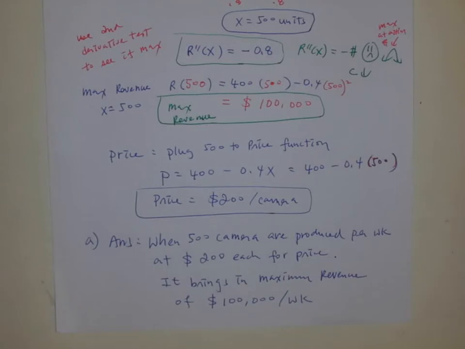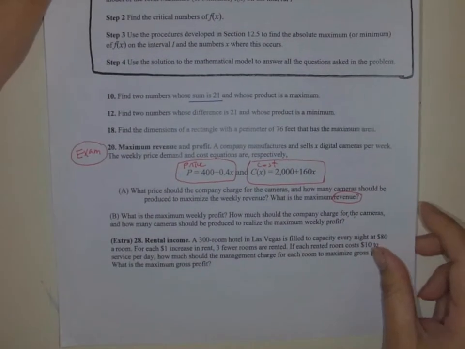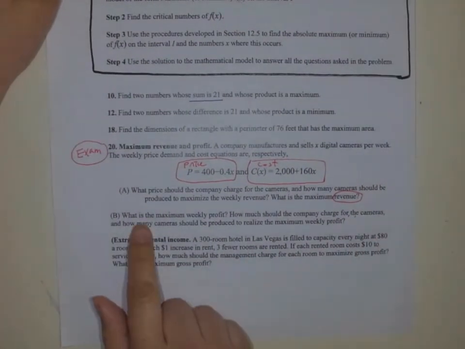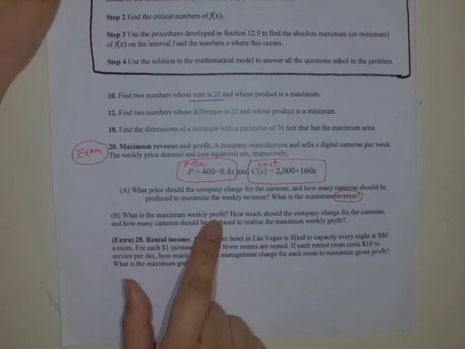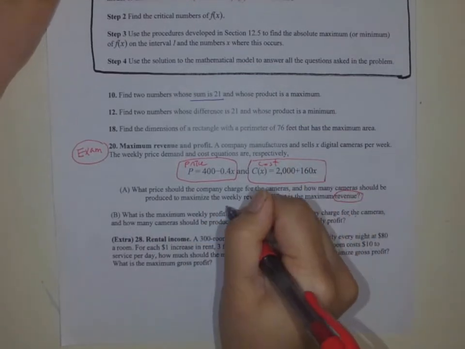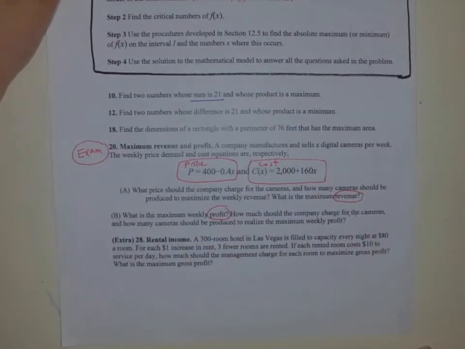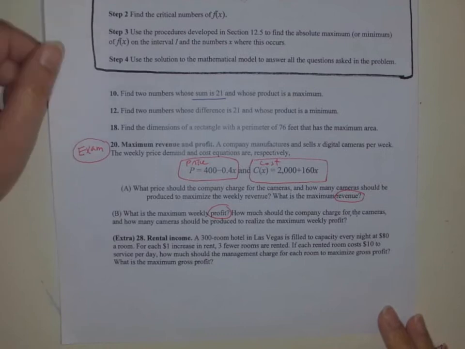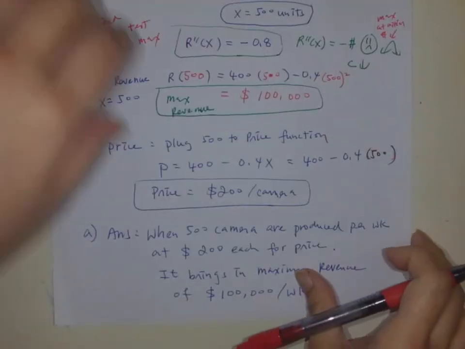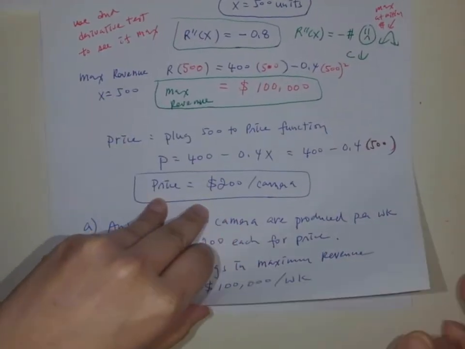So after that, we want to look at B. So this is for the revenue part. The B part is what is the maximum weekly profit. So for the next part, we are focusing on the profit. How much should the company charge for the camera, and how many cameras should be produced to realize the maximum weekly profit? So for the B part of number 20, because we want to look at profit, we're going to need a profit function, right?